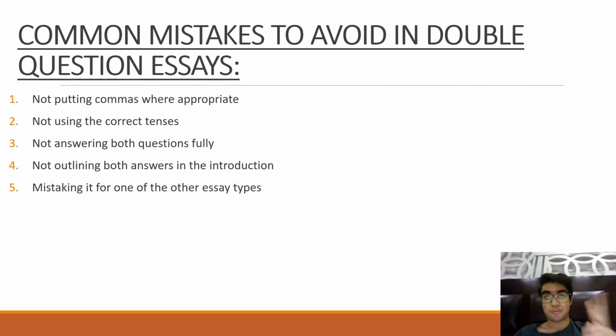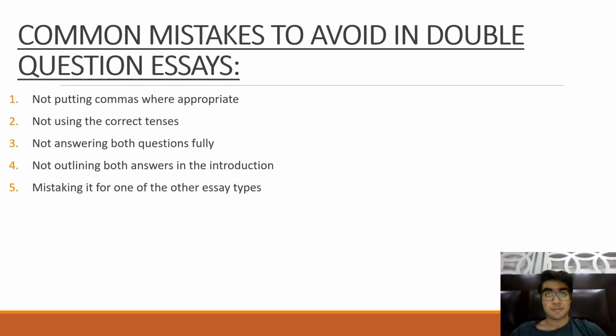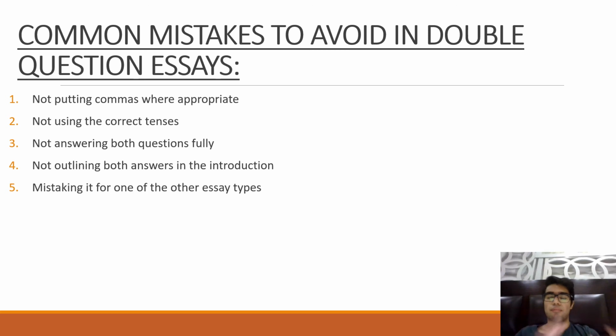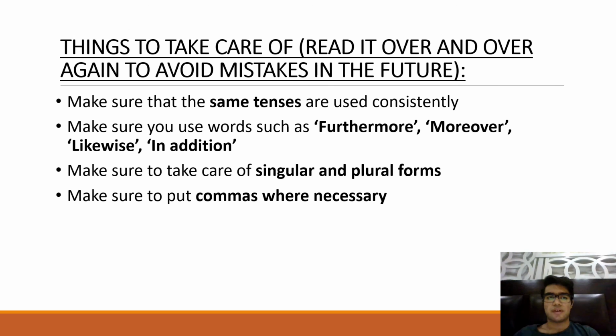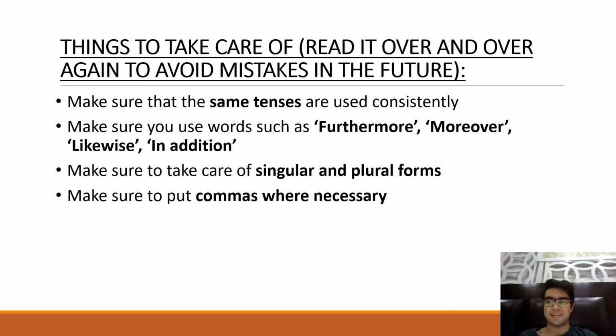You should answer both questions fully in the conclusion and in the introduction. You should mention both questions, I'm repeating, fully in the introduction and conclusion. You should outline both answers in the introduction and conclusion, and you should not mistake it for another essay type. Anything that has two question marks is a double question essay. So again, these are very similar things, but things to take care of, and read it over and over again to avoid mistakes in the future.